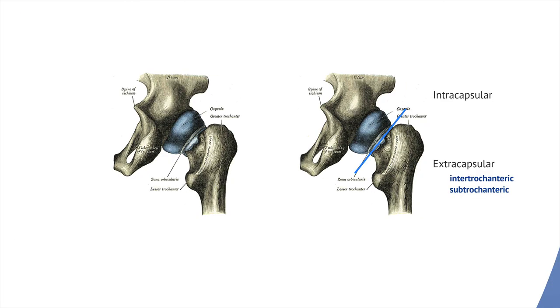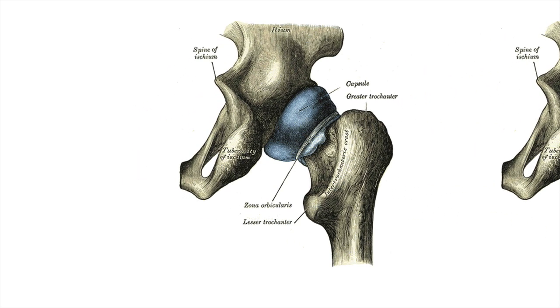So let's just remind ourselves about the crucial anatomy of the hip that you need to know to understand hip fractures. So this should be a familiar diagram. This is taken from Gray's Anatomy. Essentially, you've got the pelvis at the top, and notice you've got the ilium, the spine of the ischium, and the tuberosity of the ischium. If you're not familiar with these, go back and have a look at some of your anatomy notes. Then you've got the femur.